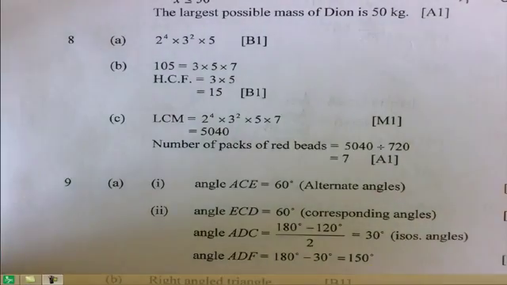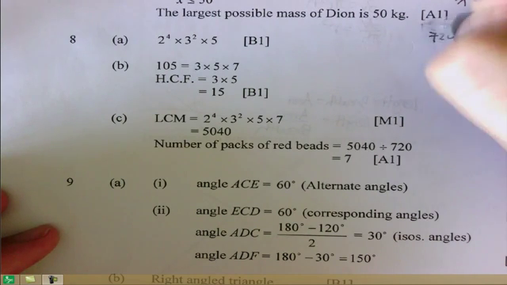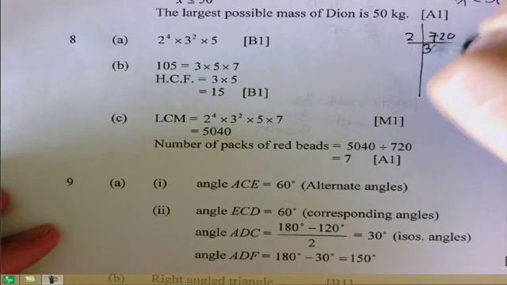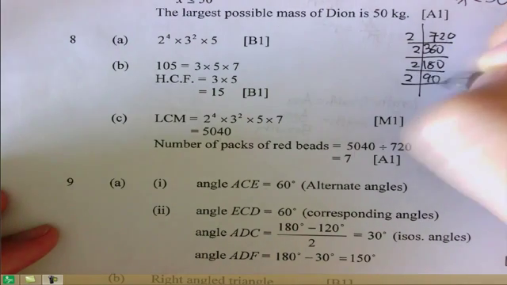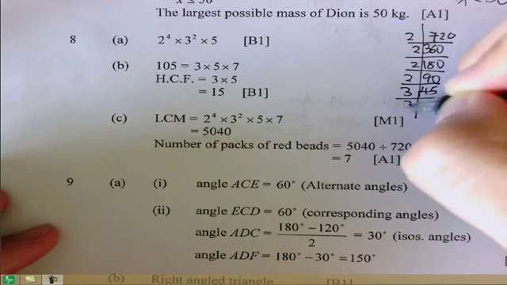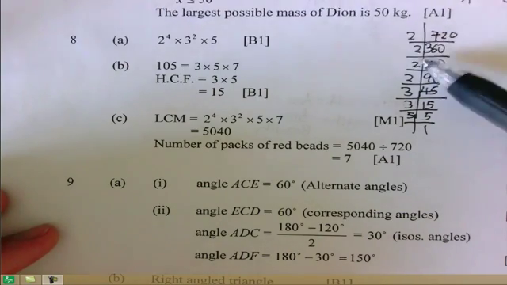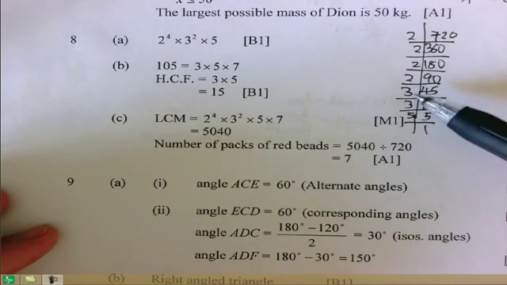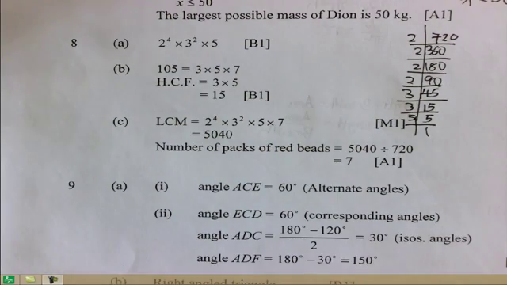Okay, question 8. 720 is a product of its prime factors, depending on whatever method you want to use. I can show you the ladder method. This is 2, 360, 2, 180, 2, we get 90, 2, 45, 3, we get 15, 3, we get 5, 5, and finally we get 1. That's why it's 2 to the power of 4, 3 square times 5. This is 720 expressed as the product of its prime factors.